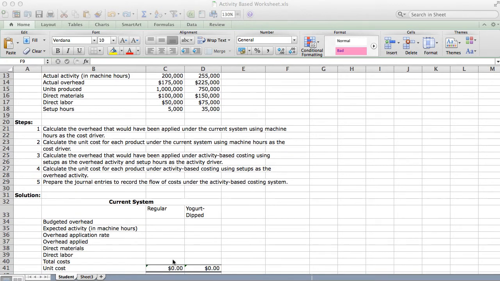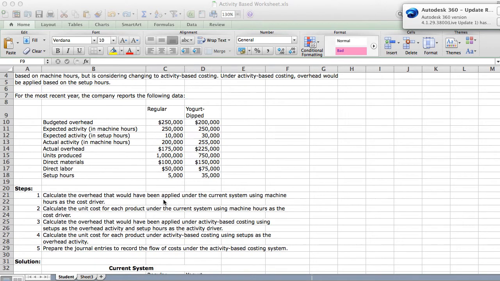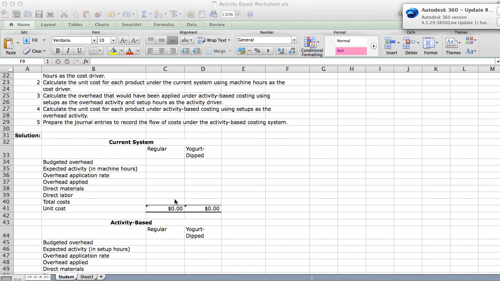So remember that when we're trying to determine the unit cost, we've got to sum the total cost and divide it by the number of units produced, and that's given to you in row 15. That'll give you your unit cost using the traditional current method of machine hours as your overhead application base.